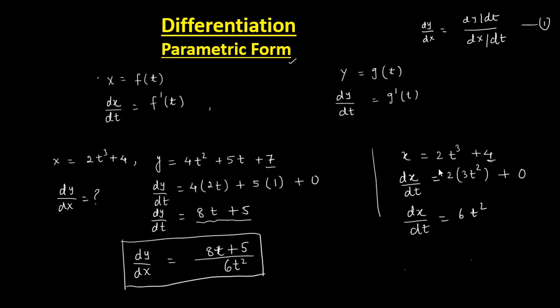Let us see a few more questions to understand it better. The x is 4t and y is 4 over t, and we are interested to find dy over dx. So first, let us find dy over dt. dy over dt is nothing but 4 times the derivative of 1 over t, which is simply minus 1 over t square.